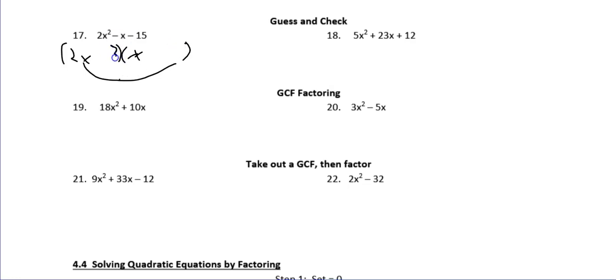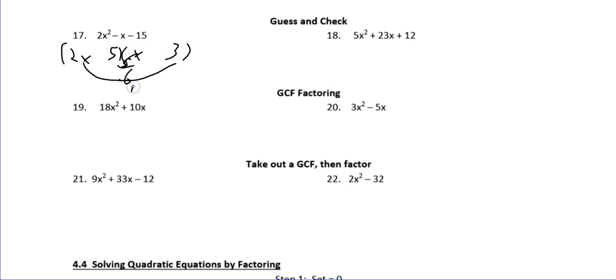Let's see if 3 and 5 work. Well, that gives me 3, and that gives me, I think that's the same order I did before, isn't it? Yep, that was silly of me. 3 and 5 didn't work. Let's try 5 and 3. So 5 times 1 is 5. 2 times 3 is 6.